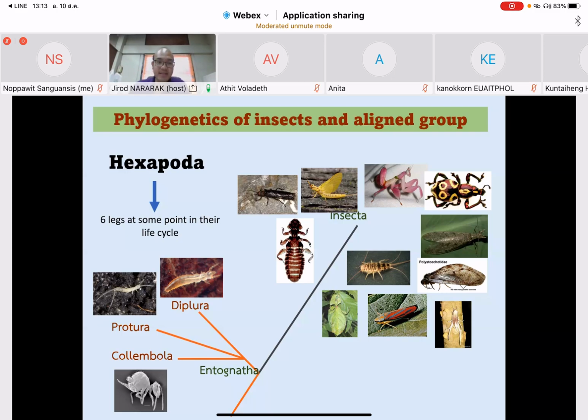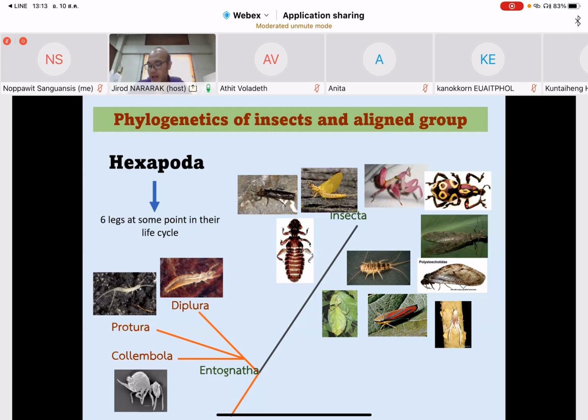Hexapoda, hexa. I think everyone knows hexa means six. So in this subphylum, they have six legs. But that's not all the time. Sometimes they have no legs, like in larvae. So I would recommend that they have six legs at some point in their life cycle. That should be the main characteristic of Hexapoda.